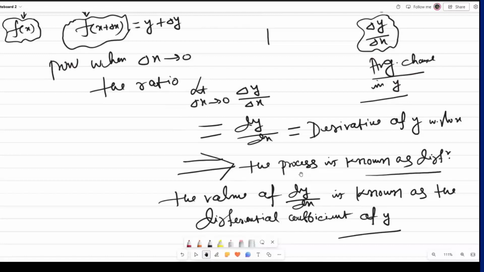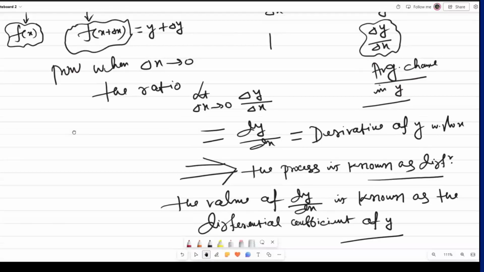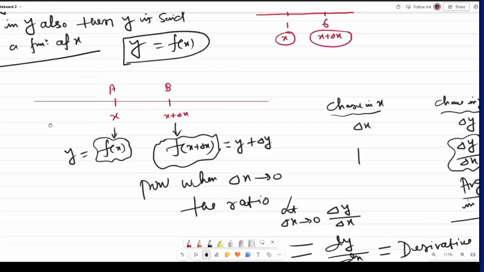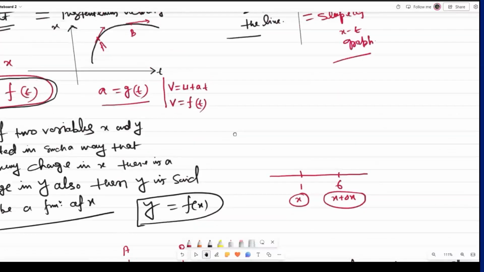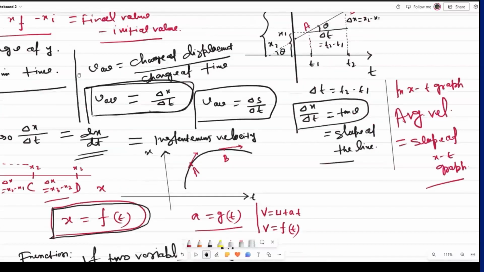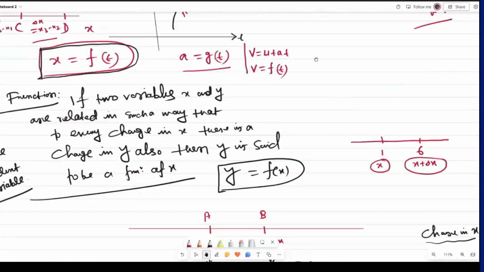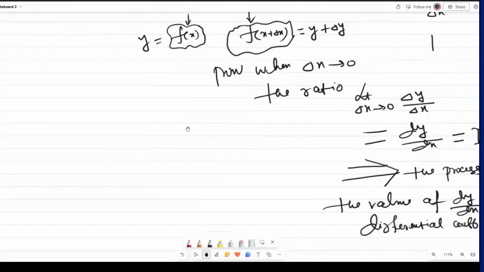Average, instantaneous, all this is there in mathematics. From mathematics, we are borrowing the concept in physics. It has become average velocity or average acceleration, instantaneous velocity or instantaneous acceleration. All these things. Clear?